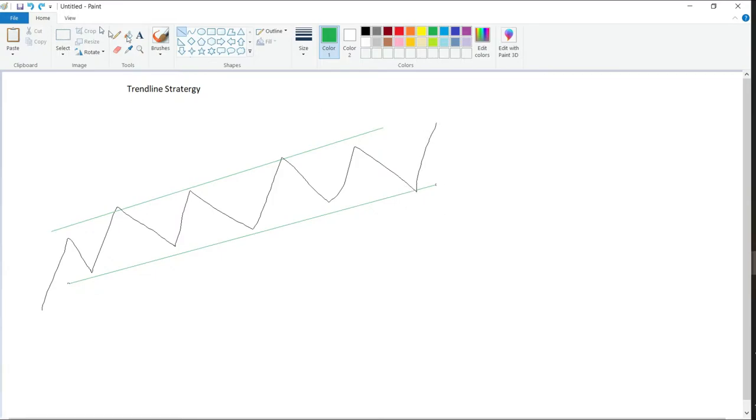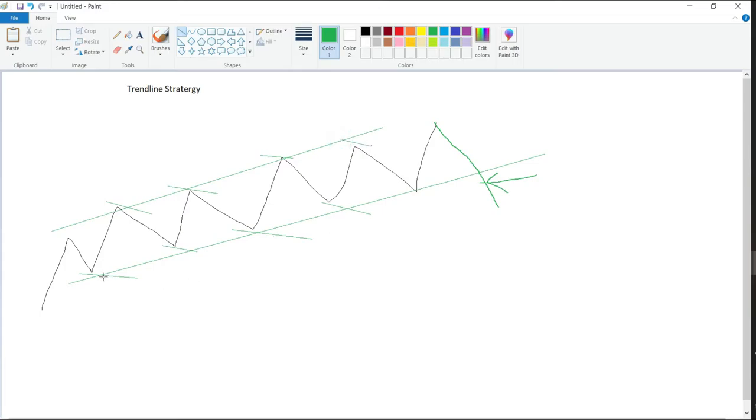Suppose the trend line is coming down and breaking this level. If you think the trend line is broken here, this is when you trade the stock. This is when you enter the trade, because this acts as a support. All these things act as support, and this acts as a resistance.